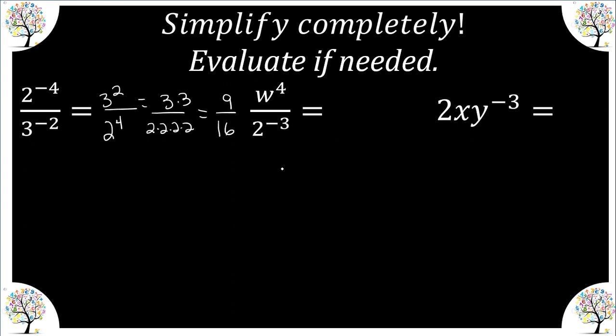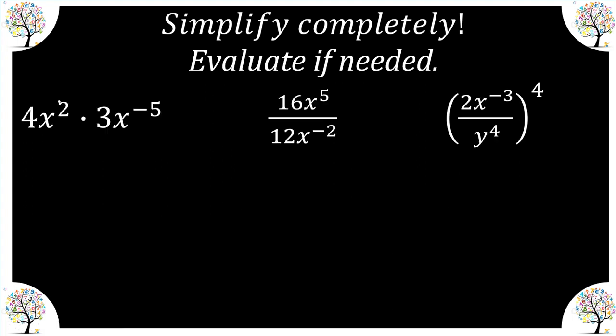In this example, we have w to the 4th stays where it is, it's positive. 2 to the negative 3 is going to flip to the top, and now we can evaluate this. And so 2 to the 3rd is 8, so we get 8w to the 4th. On this one, this 2 has an exponent of 1, this x has an exponent of 1, and this negative 3 is only attached to the y. So we have 2x, and then now we have y to the positive 3.